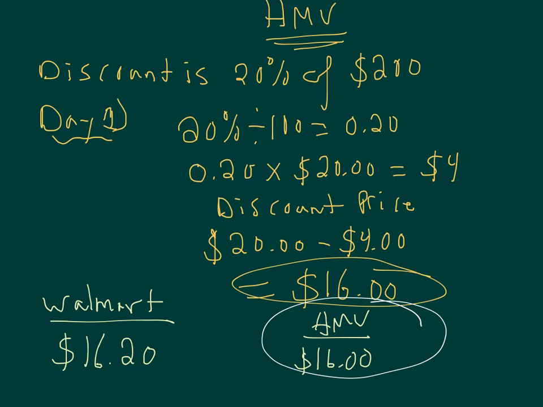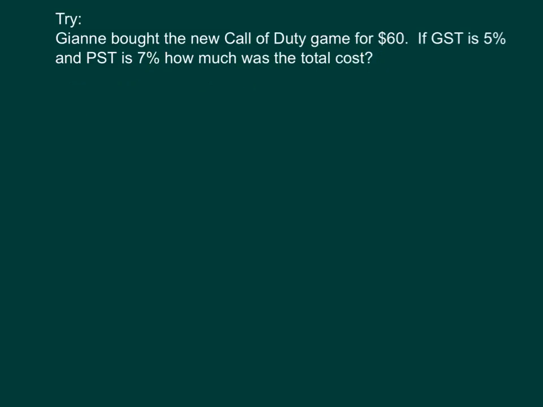And I'll leave you with one final question you guys can work on, and we'll go through the answer in class tomorrow instead of being online. So for this final one, it says Gian bought the new Call of Duty game for $60. If GST is 5% and PST is 7%, how much was the total cost? And actually, you know what? You might as well just pause it here, and if you want to look at the solution, you can, and if not, we'll go over the solution in class tomorrow.